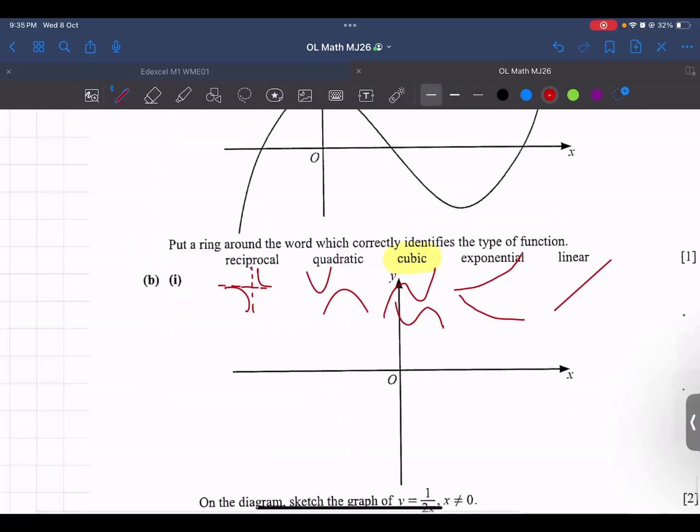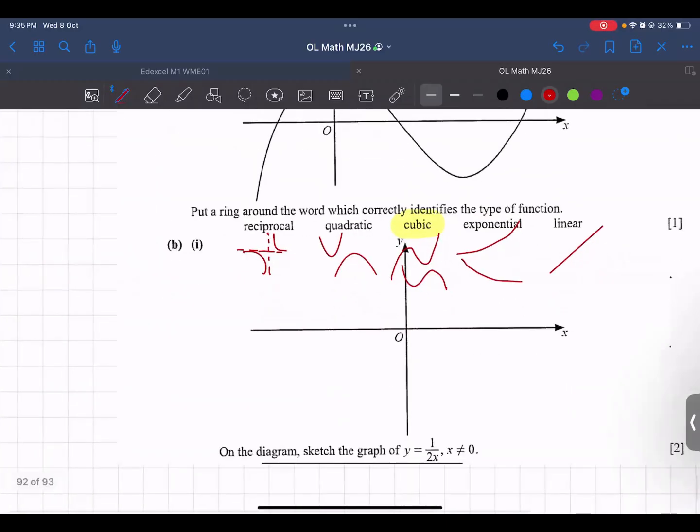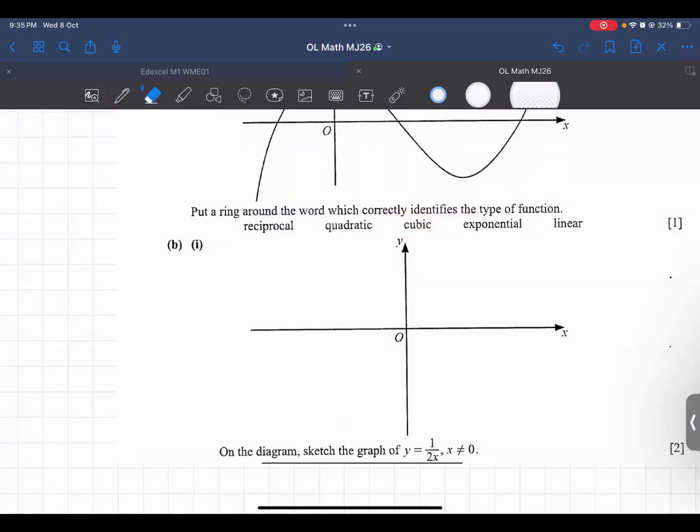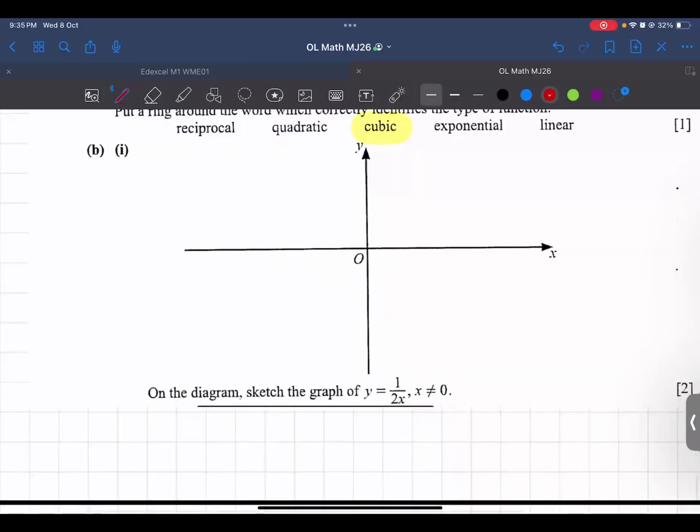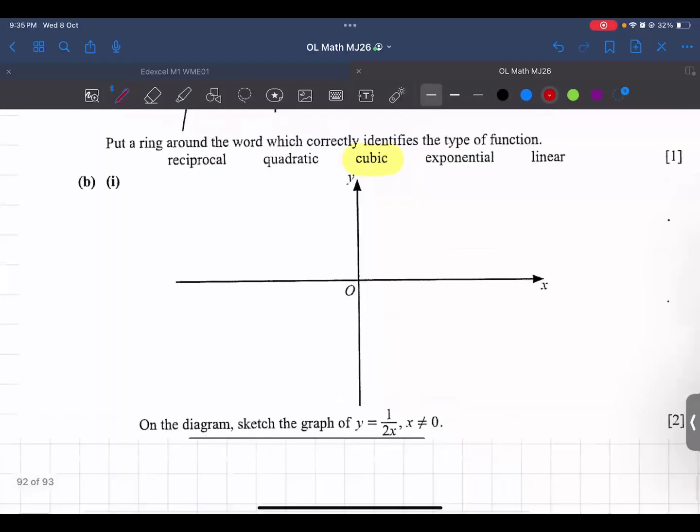Yes, sir. Okay, you should know this now. You have done a lot of questions. Okay, then you have sketched the following. This is 1/2x when x is not 0. So this is also a reciprocal. So it would be the same. Reciprocal would be like this. And the y-axis and the x-axis are the asymptotes.